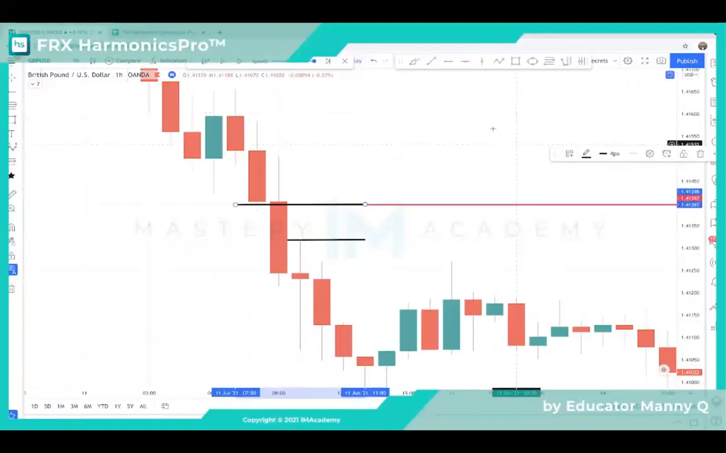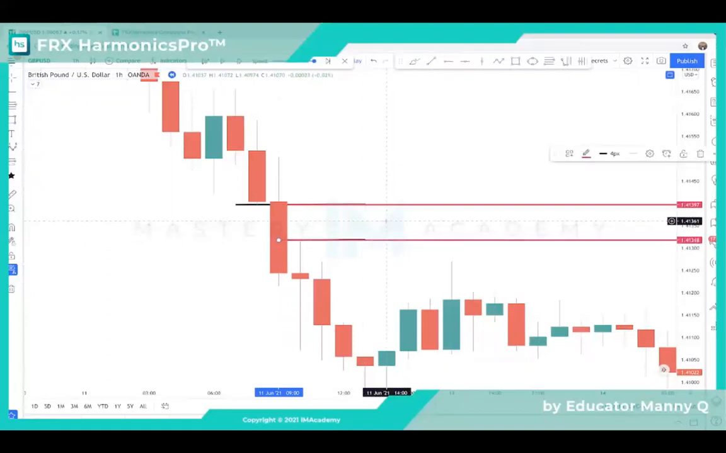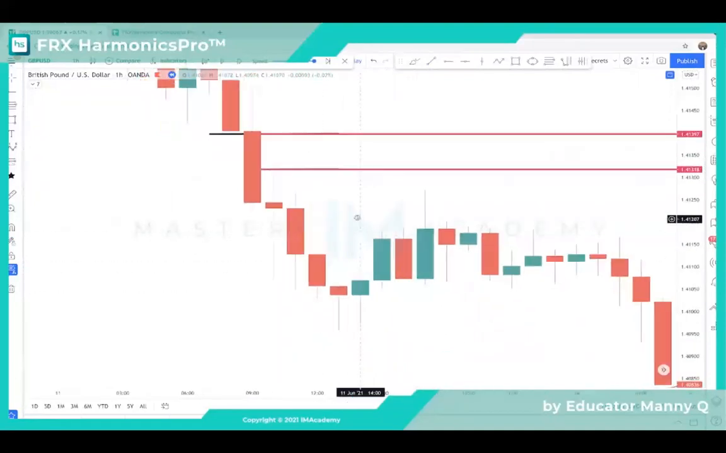Okay, let's draw this out. At one point or another, this area is going to get filled. This imbalance has to get filled, at the very least in this area. So now we know that's a potential area where the market can pull back to.